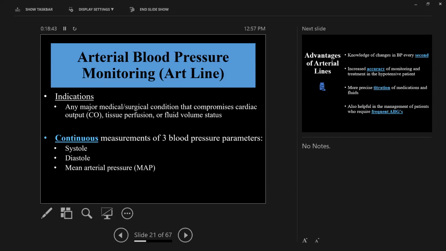Why do we put these in? Definitely if somebody comes in hypotensive, and they could be hypotensive for many reasons, but we want to see minute-to-minute blood pressure readings. All I have to do is look up at the monitor and I can see what their blood pressure is doing. It gives us a continuous systolic, diastolic, and a mean arterial pressure. And of those three, the most important is the mean arterial pressure. Circle that, star that, highlight that, whatever.